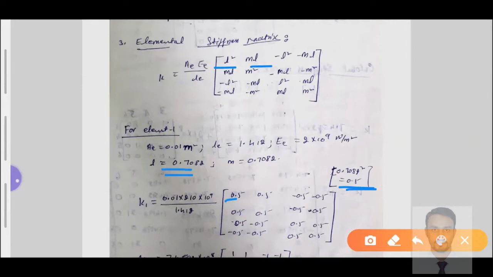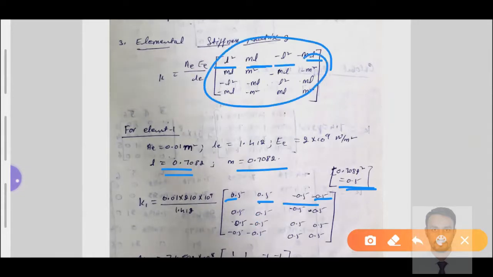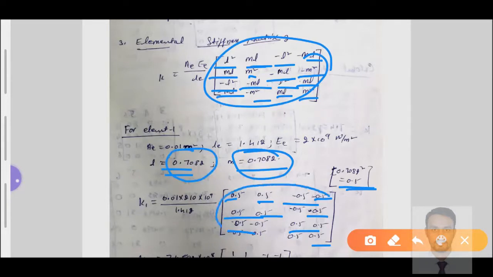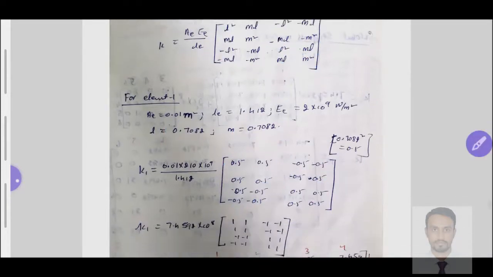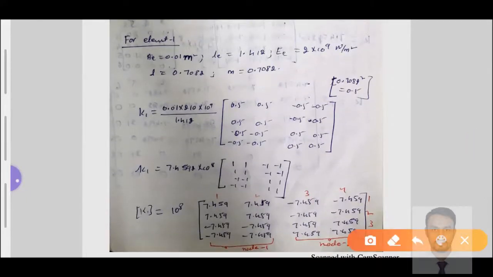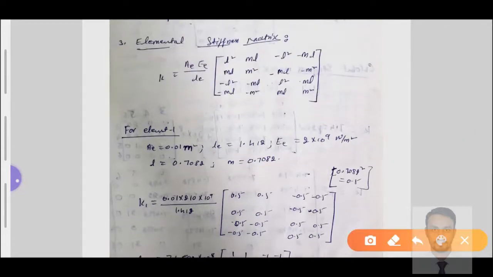ML means again this L and M are common, so it is also similar to square, multiply, that is equal to 0.5. All the values come in terms of 0.5. That is LM, M square, minus LM, minus M square, minus L square, LM, L square, ML, ML minus M square, ML, M square. This is equal to this value, so that is the reason the whole matrix comes in terms of 0.5. After getting that value of direction cosine in a matrix, then substitute these values in this equation.